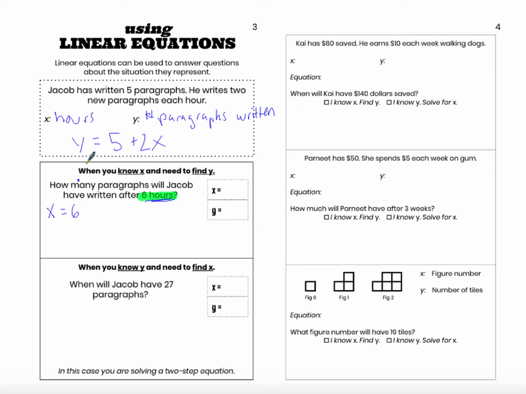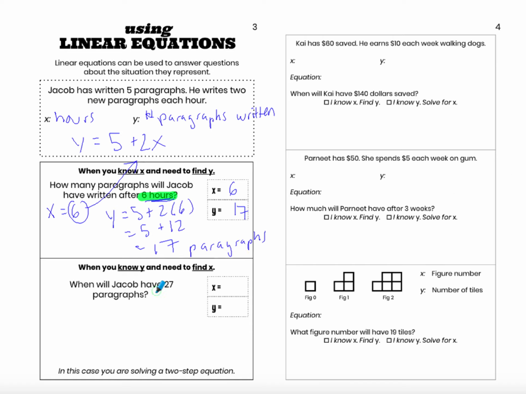Okay, so I'm given 6 for x, so I'm going to go ahead and plug in 6 for my x. So y equals 5 plus 2 times 6. 5 plus 12, which is 17. After 6 hours, he's written 17 paragraphs.